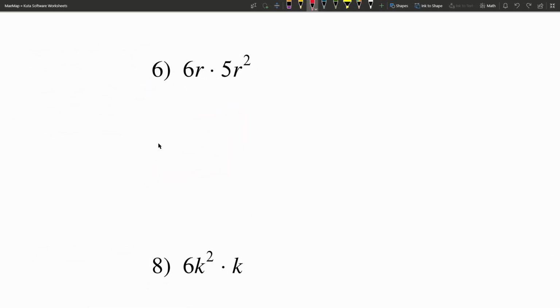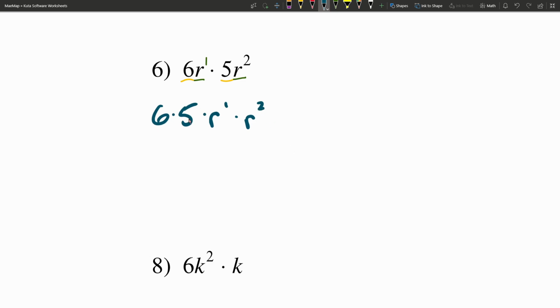Number 6, we have bases that are the same. We have an r and an r squared, where that r is the same as r to the first. And we have coefficients out in front, 6 and 5. So rewriting this quickly, I'll have 6 times 5 times r to the first times r squared. And again, that's because multiplication's commutative.